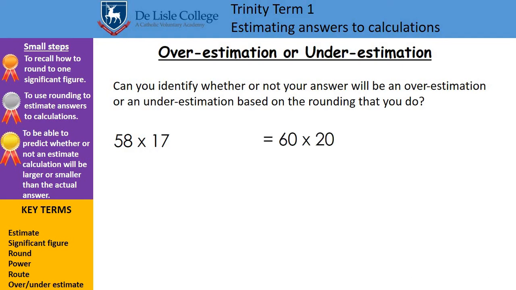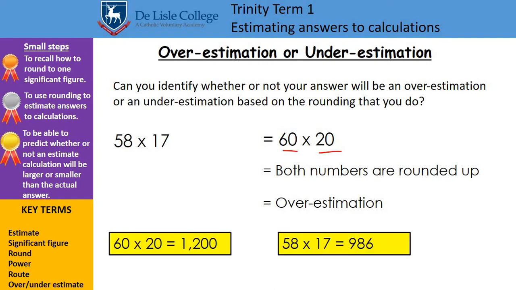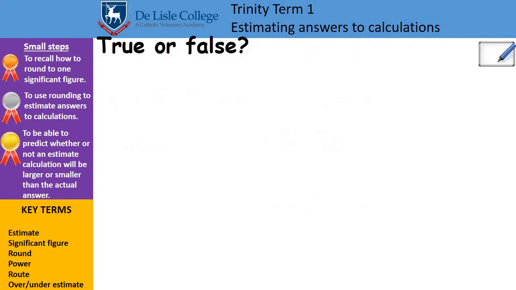Right, good, you round both numbers up. So 58 will become 60 and 17 will become 20. Because you've rounded both numbers up, you know it's an overestimation. Your answer to this estimate calculation will be greater than the answer to the actual calculation. And we can see that there by quite a considerable margin actually.